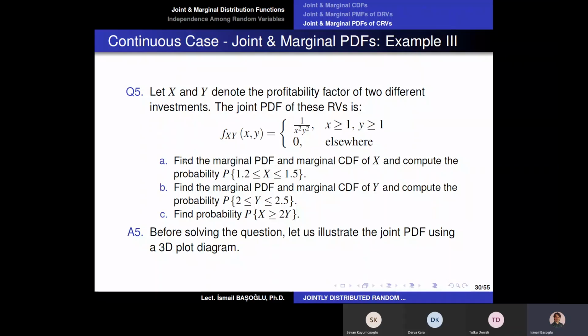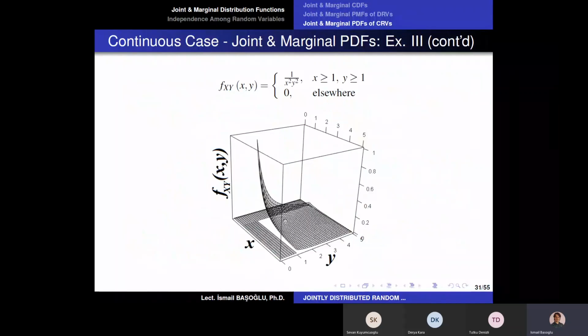Now, before solving any part A, B, or C, let us illustrate this joint PDF in three dimensions using a 3-dimensional plot diagram. Of course, in the homework and the exams, I am not going to ask you such questions because it is very hard for a person to draw a 3-dimensional function. You need to be very careful about that. However, in the homework, maybe I can ask such a question, an easy one, maybe. Not a hard one.